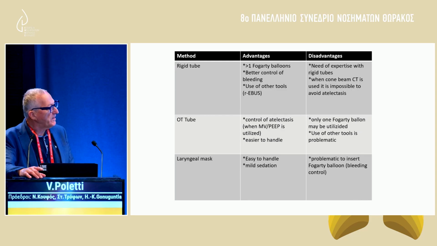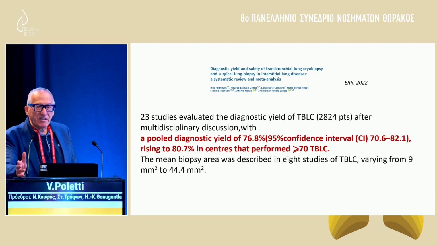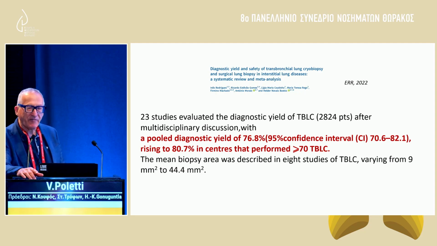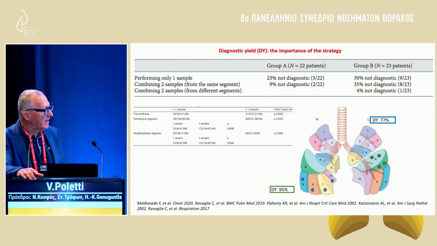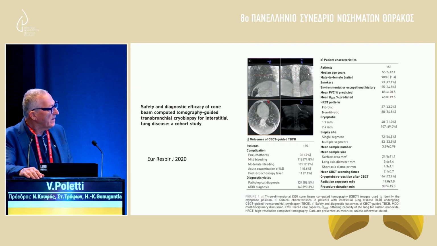So, comparisons between different approaches. The diagnostic yield is good, more than 80%, and the mean biopsy area for single samples is relevant for the final diagnostic yield. Biopsy strategy is also important, biopsy in at least 2 different segments if you want to increase the diagnostic yield.